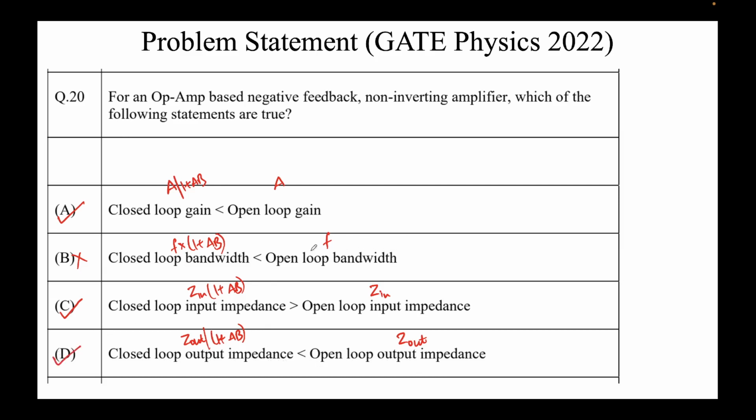In this question we were required to find the correct options. So we have three correct options here, namely A, C and D, based on the parameters of gain, bandwidth, and input and output impedances of a negative feedback non-inverting amplifier, while comparing the open loop and closed loop configurations.